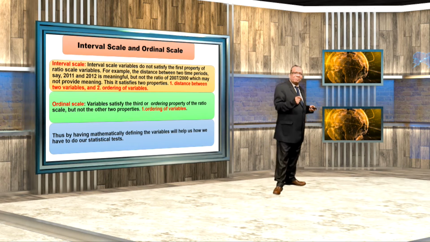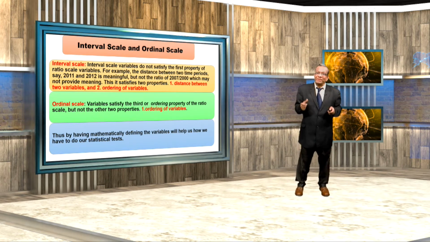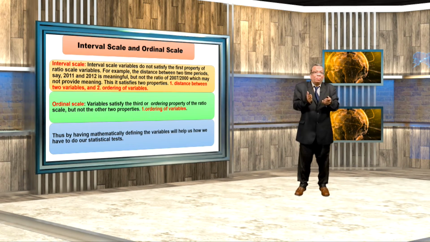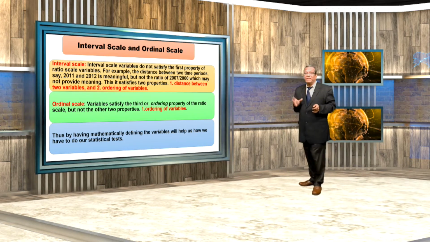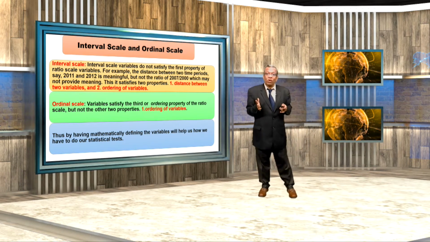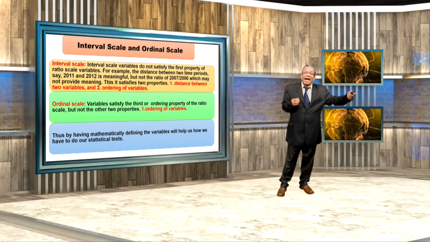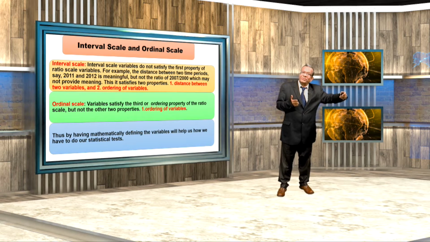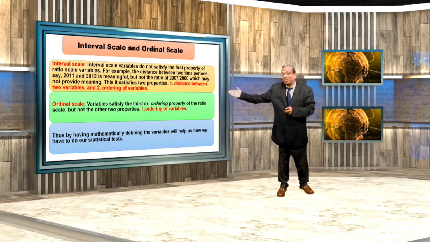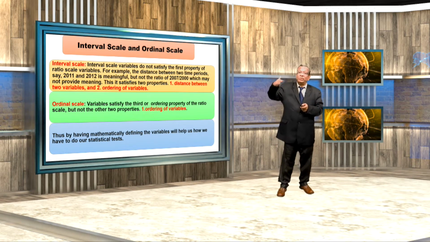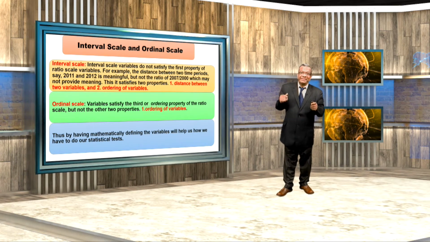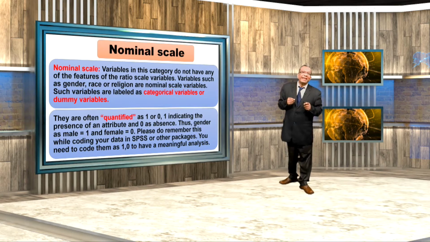Thus, mathematically defining the variables will help us decide how we can do our statistical tests on these variables. I thought I should include this particular important discussion because you may be reading it under different heads, but still highlighting the basic aspects will help us to do a better kind of sample design and in turn use the output for better testing. Now, the final one is nominal scale.